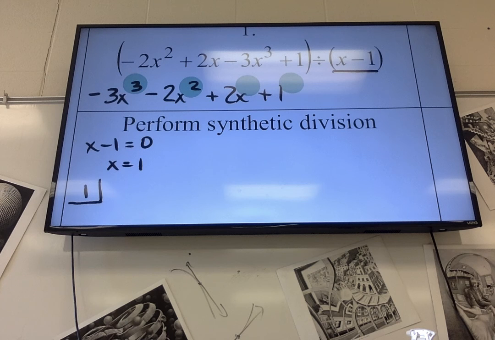And then all your coefficients, meaning your big numbers here, those are the numbers that go out beside this box. So I would have negative 3, negative 2, positive 2, and then 1. Ringing bells? Oh, I remember this. Yeah, I do.